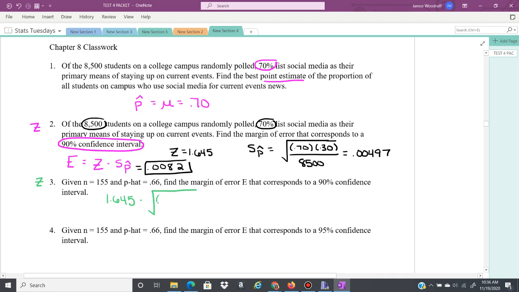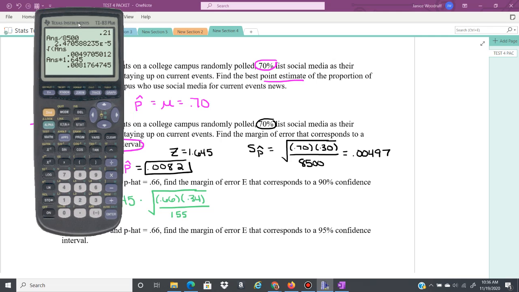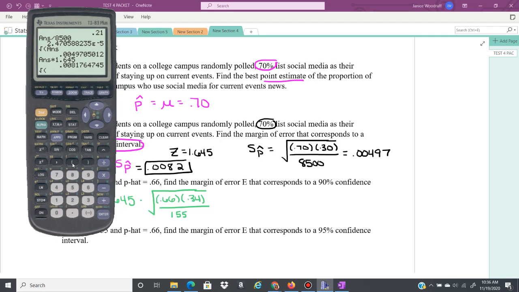But let's see what we have here. We have 0.66 as our p hat, which means our q hat is going to be 0.34. Those two need to add to 1. And then my sample size is 155. Okay, so I can do all of that first. We have the square root of 0.66 times 0.34 over 155. Okay, we get 0.0380, and then times that by your z-value, 1.645, gives us a margin of error of 0.0626.